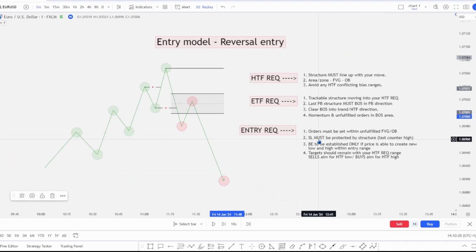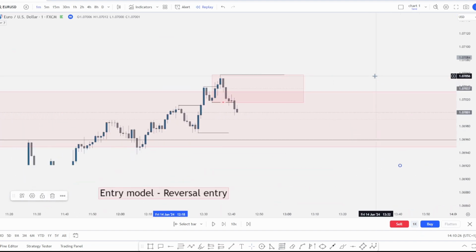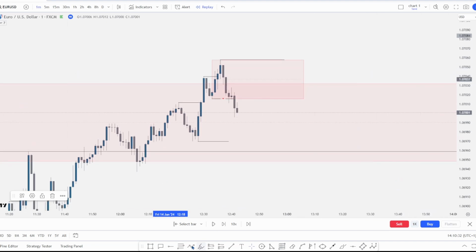Okay, stop loss must be protected by structure, last counter high. So where is the last high that was traveling against our directional bias here? Our directional bias is down. So the last high traveling in the counter direction is here. So your stop loss must be placed above here.